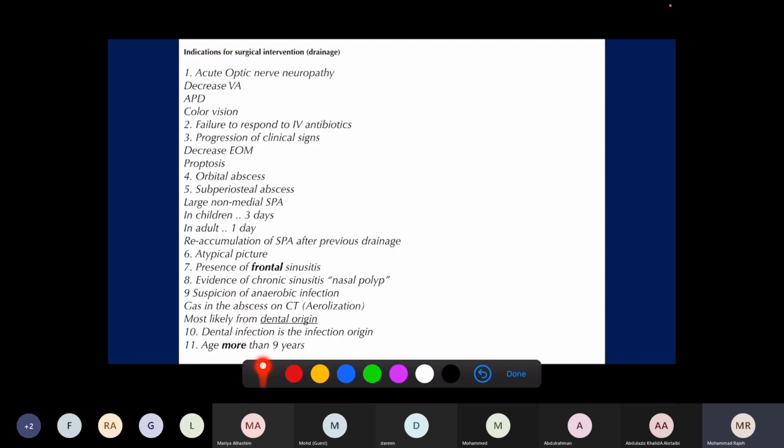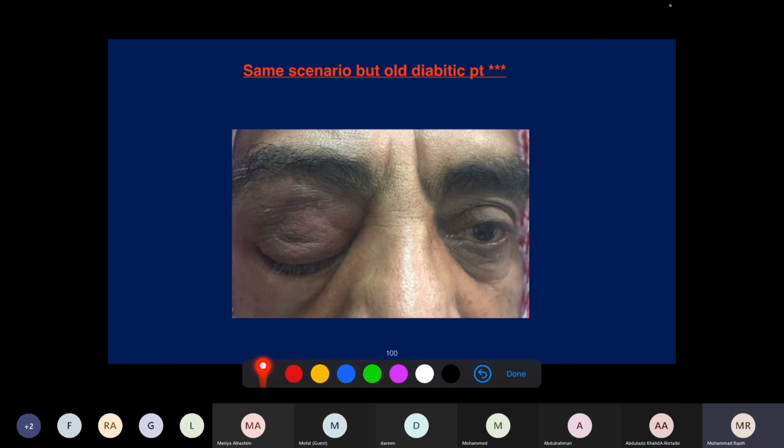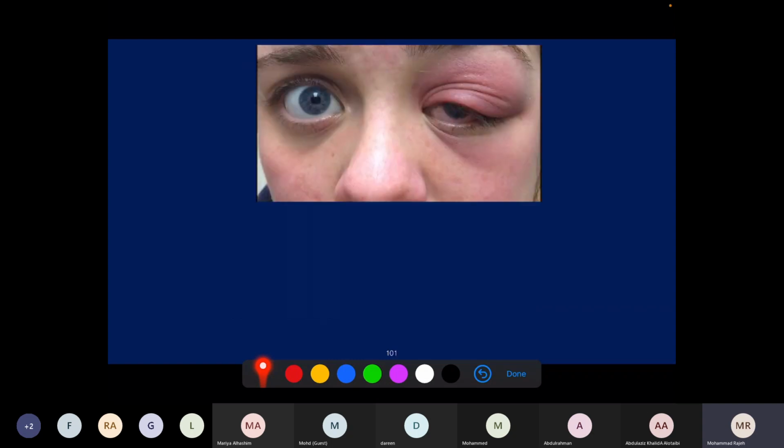Indication, not everyone agrees with this, but you can just say this is from the American Academy, because this is the reference for you as residents. Don't say large and non-medial. This is a general term. Just, but you know how you have to know all of these indications, and it's from the American Academy. Same scenario, but in all diabetic patients, always rule out mucor, yeah.